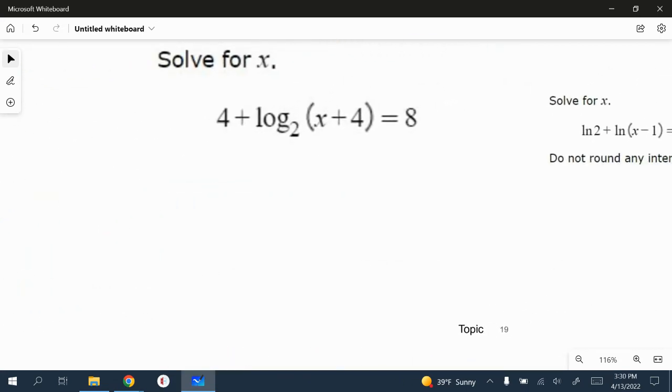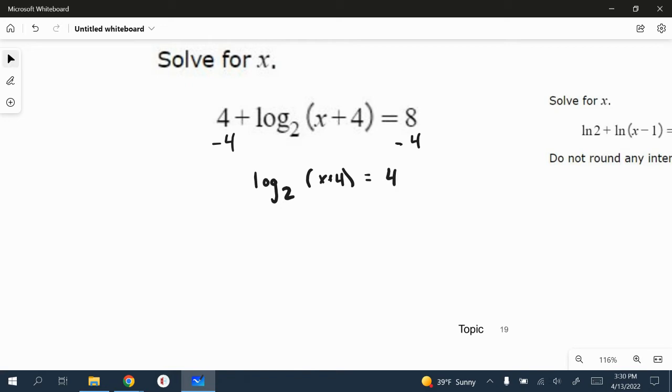Topic number 19. Okay, so we're solving for x here. So the first thing I can do here is get rid of this 4 that's just out front. I'm going to subtract 4 from both sides. So we're left with log base 2 of x plus 4 equals 4.